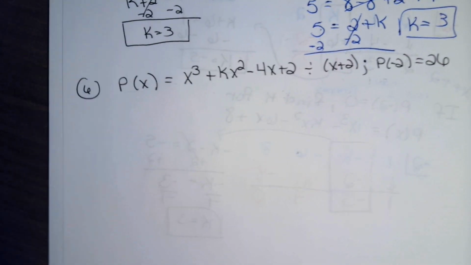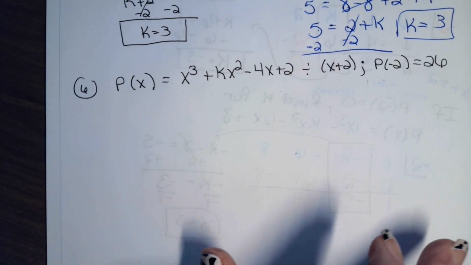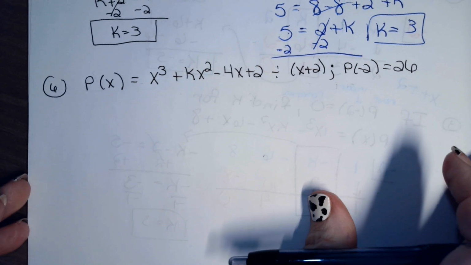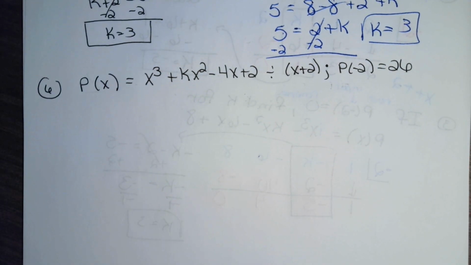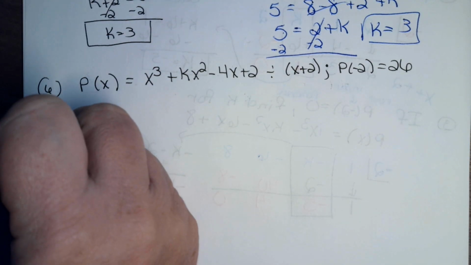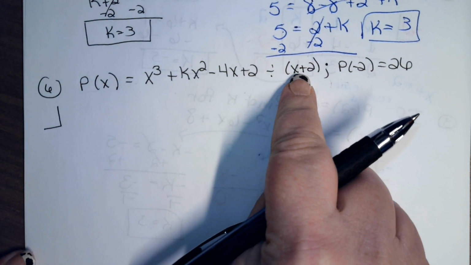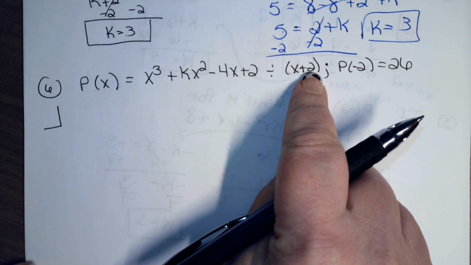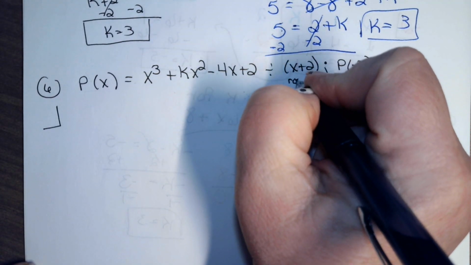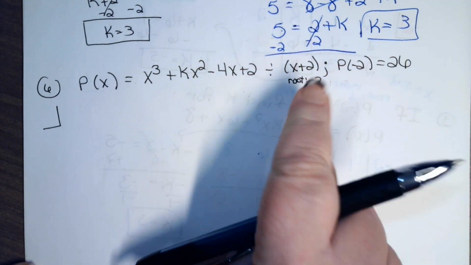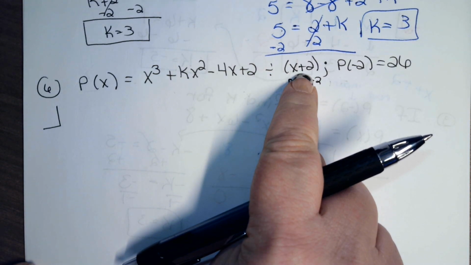We're going to do both methods. We're going to do synthetic division, and we're going to do remainder theorem. All right, so let's start off with synthetic division. If your binomial factor is x plus 2, that means our root is negative 2, because you always take the opposite when you pull it out of factored form.